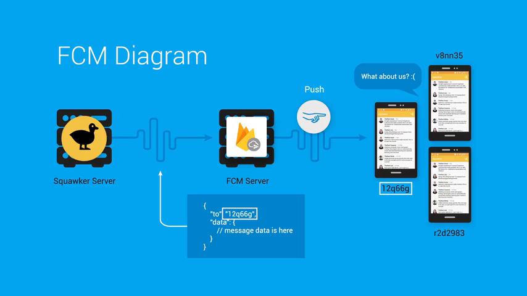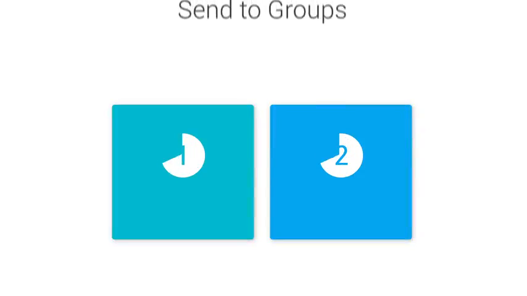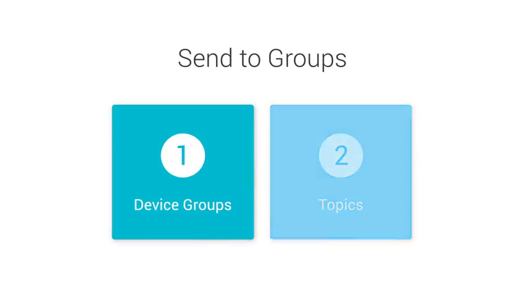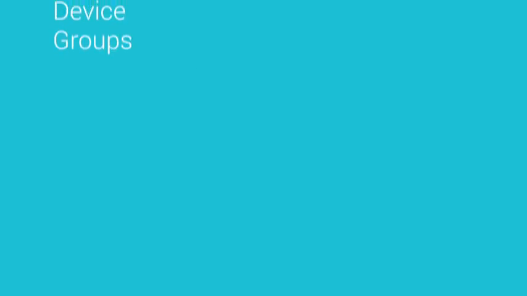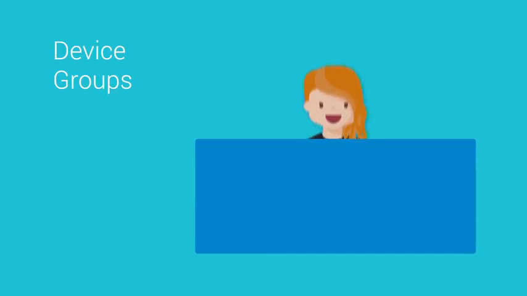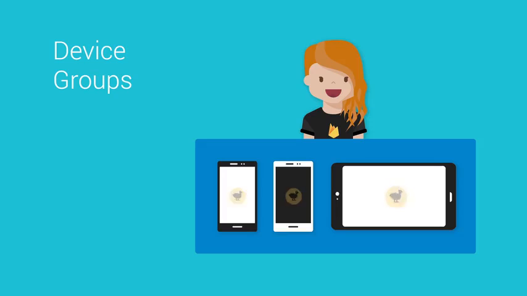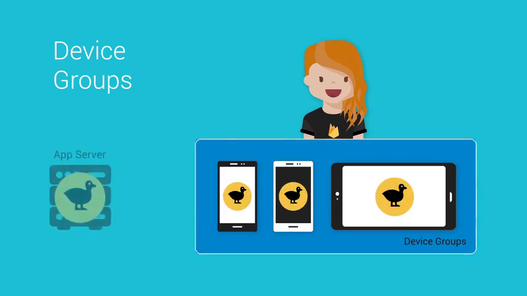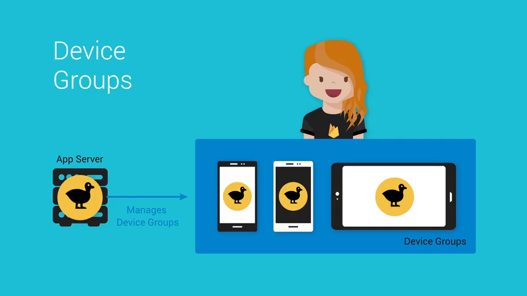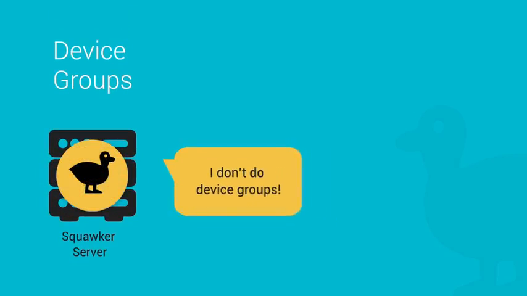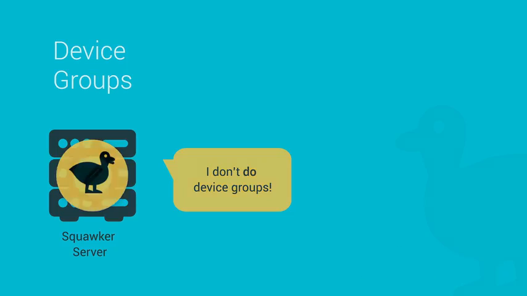Luckily, there are a few ways to send data to multiple phones using FCM. Two ways to send data to groups are using device groups and topics. Let's look at the first option, device groups. Device groups are typically sets of devices that all belong to the same user. For example, if Jessica owns 2 phones and a tablet that all use Squawker, we could store all of these devices together in a device group. The creation and management of these device groups is done all on the server side, on the app server. Now, the Squawker server doesn't actually do anything with device groups, and so it's outside of the scope of this lesson. But I did link some additional information in the notes in case you're interested.